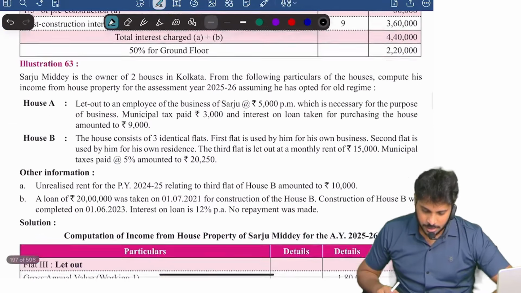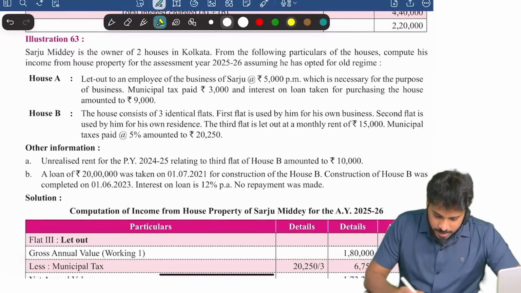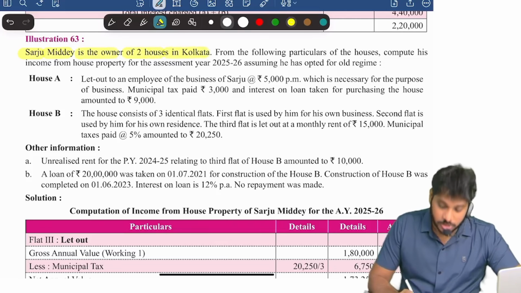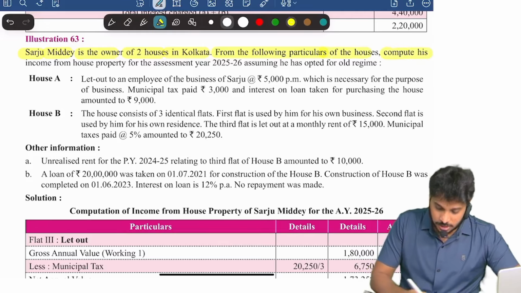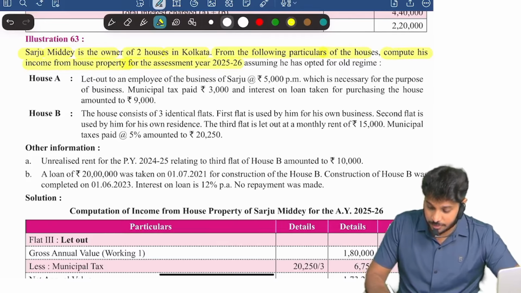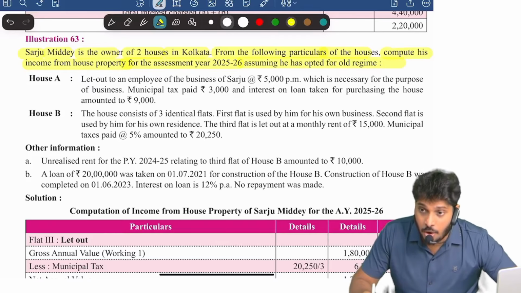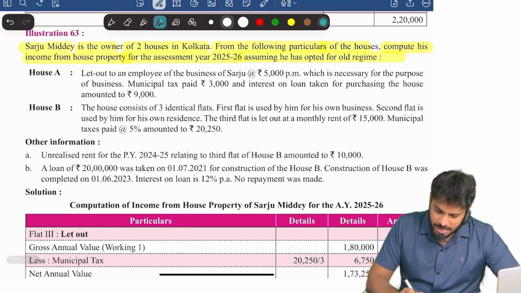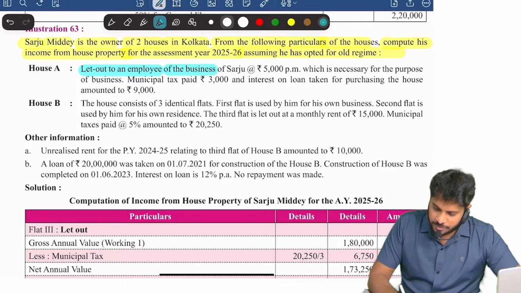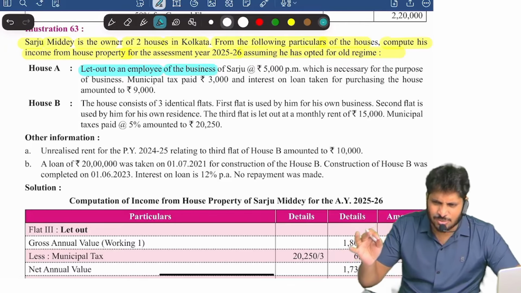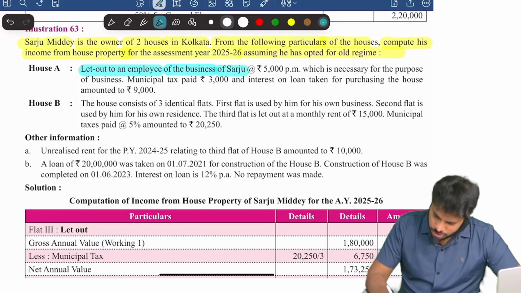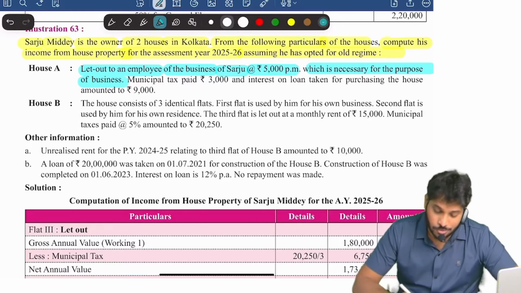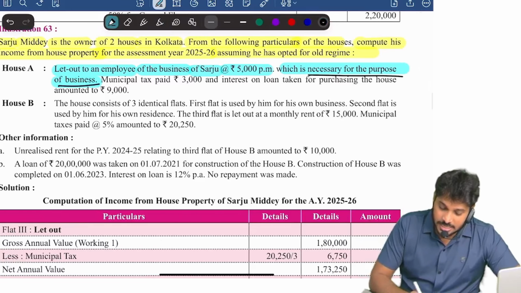Okay. Next, illustration 63. Sarju Midi is the owner of 2 houses in Kolkata. From the following particulars of the houses, compute his income from house property for the year 25-26, assuming he has opted for the old regime. House number A is let out to an employee of the business. It doesn't matter, it's a let out. Of Sarju at 5,000 per month, which is necessary for the purpose of business. Here letting is incidental to business.